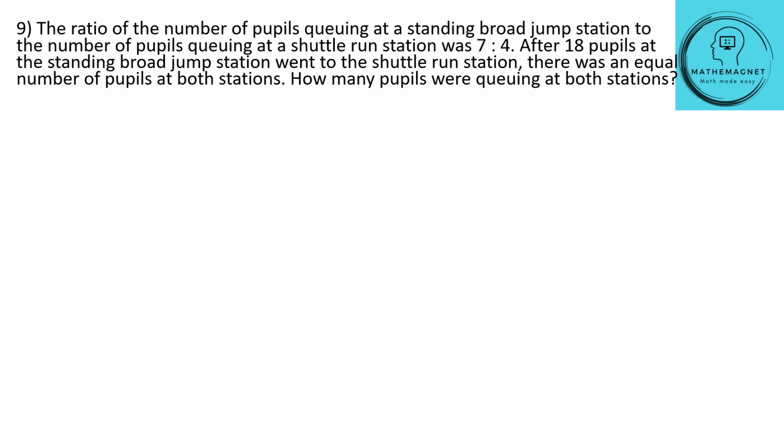So in this problem, initially there were some students standing at broad jump station and some students standing at a shuttle run station, and the ratio was 7:4.